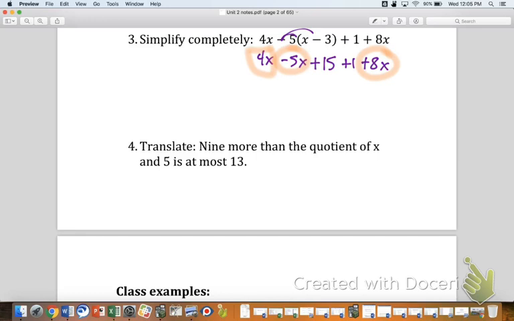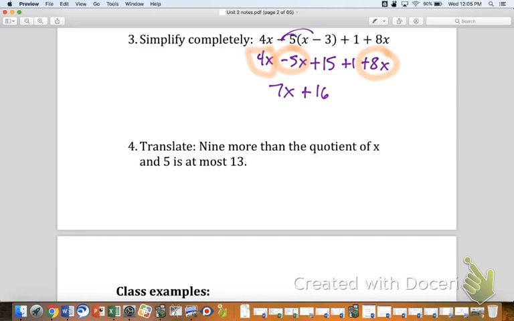So let's see. Do you get 7x there? And then 15 plus 1, those are both like terms. So plus 16, 7x plus 16. All right, and then number 4 was the one that we have struggled with the most. It's the concept that is kind of the lowest on the mastery scale.